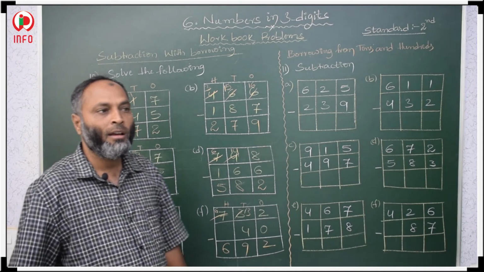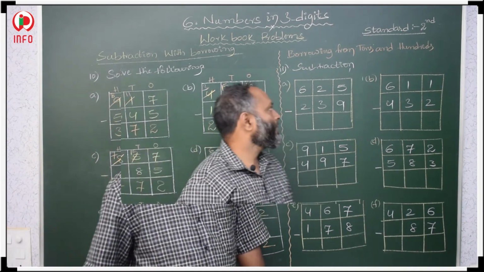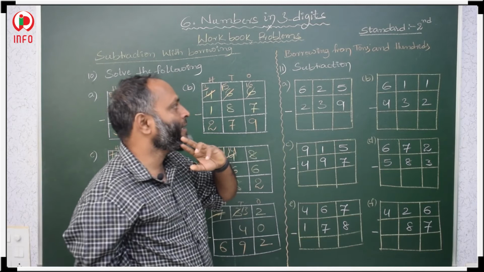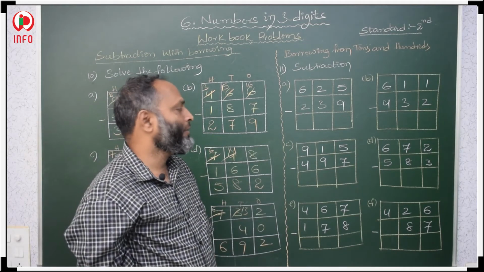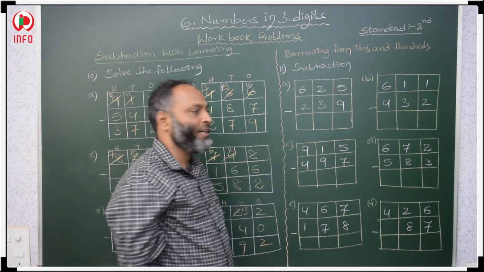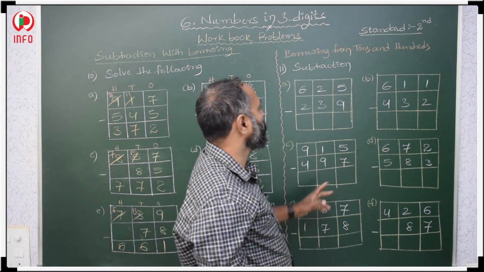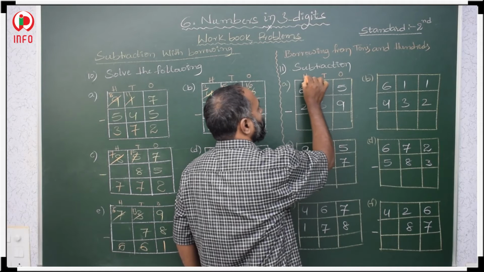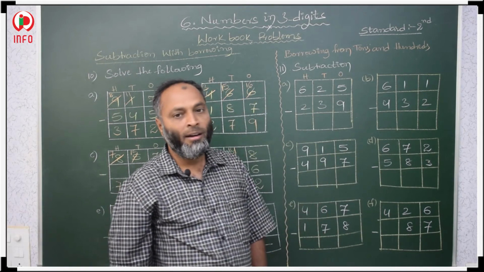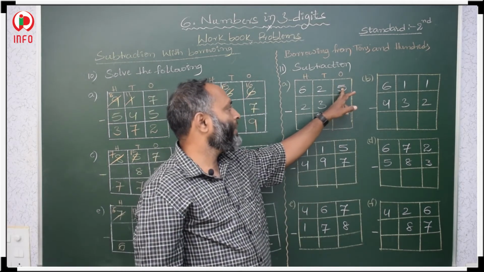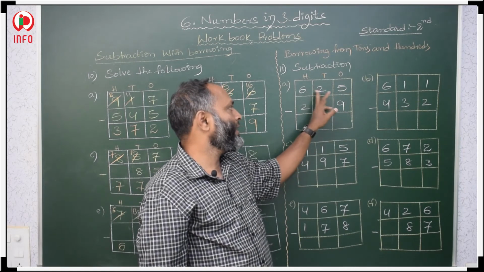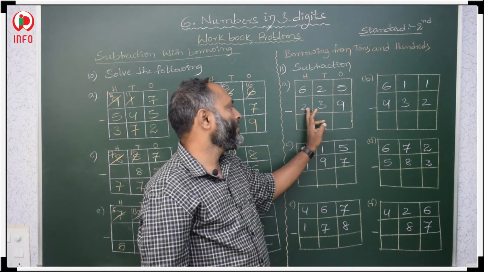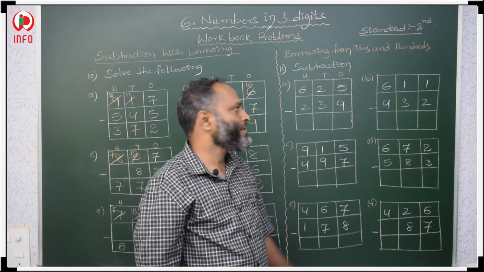Now, students, see here. Borrowing from tens and hundreds. So, we have to take borrow from tens as well as from hundreds. See here. This is ones, tens and hundreds. Now we have to minus this ones column first. 625 minus 239. How to make minus?